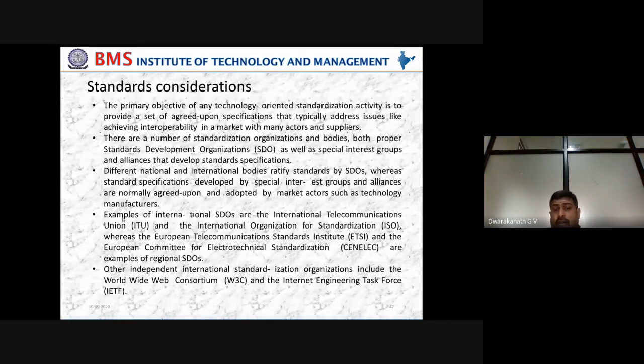So examples of international SDOs are the International Telecommunication Union (ITU) and the International Organization for Standardization (ISO). I told you. Whereas the European Telecommunications Standards Institute, that is ETSI, is different. Another one is the European Committee for Electrotechnical Standardization, that is CENELEC. These are examples of regional SDOs. And these SDOs today are ruling the world. ITU, ISO, you know ISO, they have even given a network reference model, the OSI model. You know this, how a standardization means everyone will follow that.